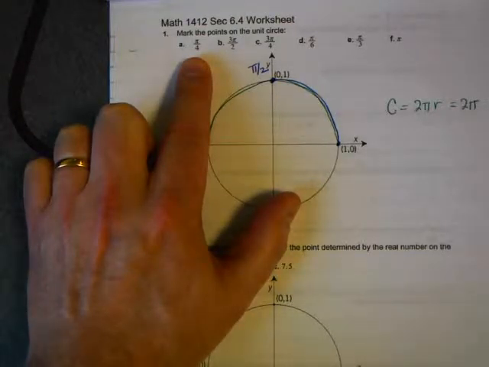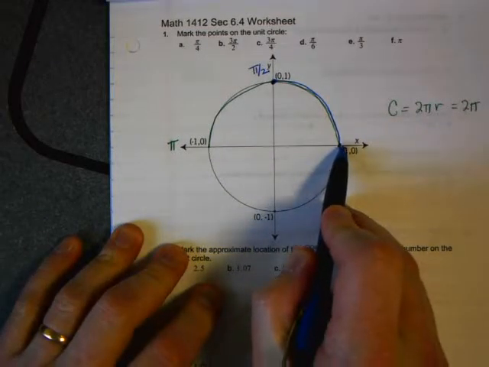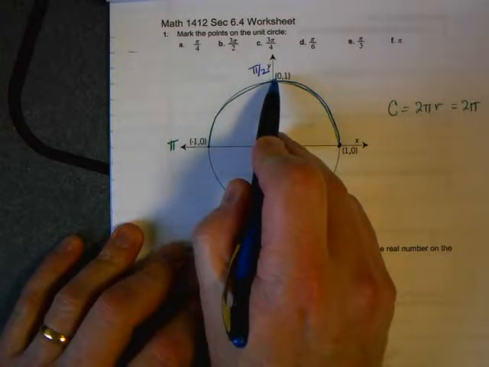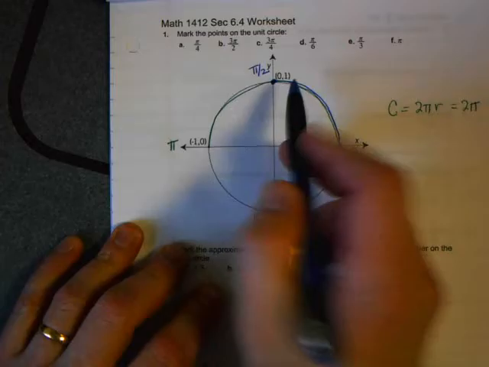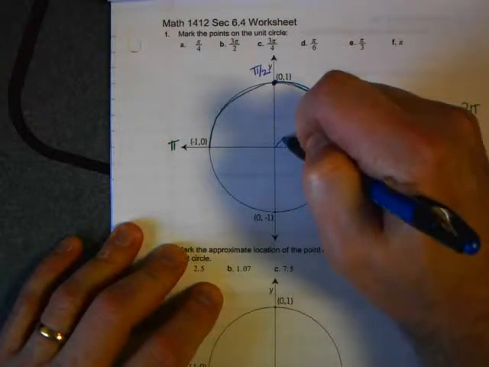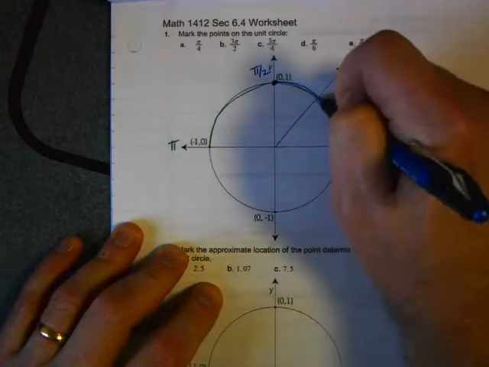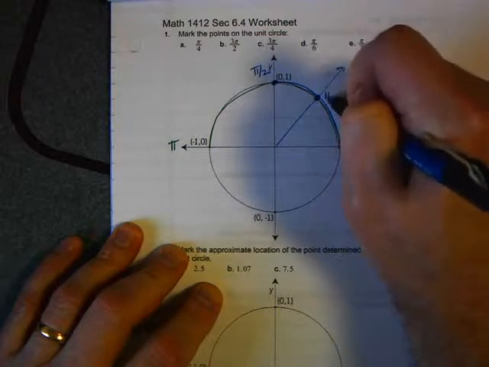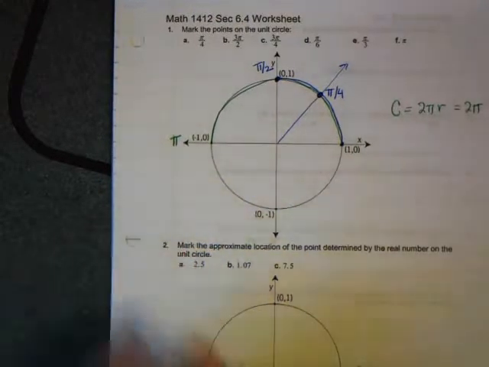That's the same as 45 degrees, because this is pi over 2, a quarter of the way, so half of pi over 2 would give me pi over 4. So pi over 4 would look like that, pi over 4.